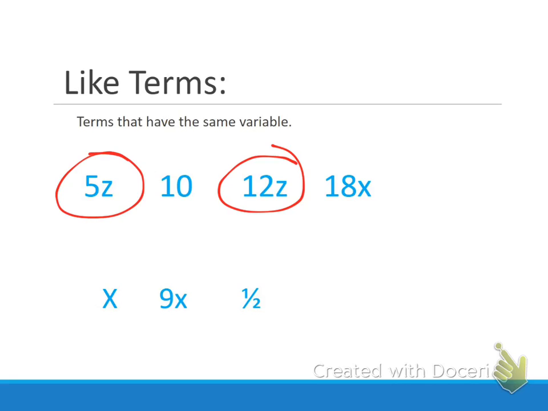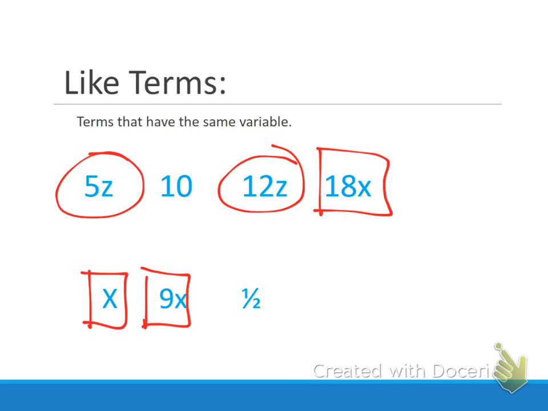Good. All of these go together. 18x, x, and 9x, because this x by itself is an understood 1, right? It's an understood 1. Okay, what else? Kendall? 10 and a half. Even though one of them is a fraction and the other is not, they're still both numbers, so we can combine them. Okay? So that's what we want to remember. Because remember, the whole purpose of combining like terms is to write something in the shortest way possible. We're taking something long and we're turning it into something short by combining the things that we can.